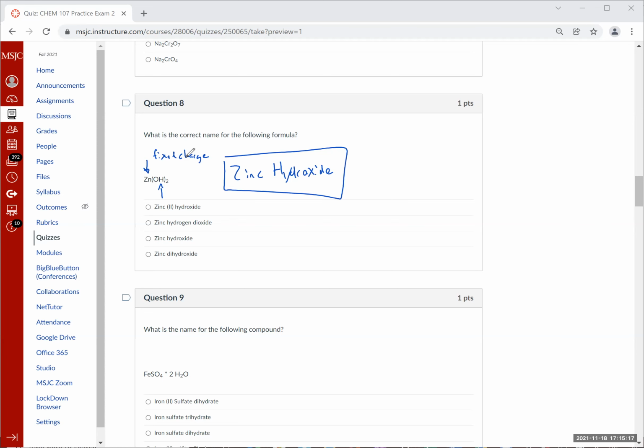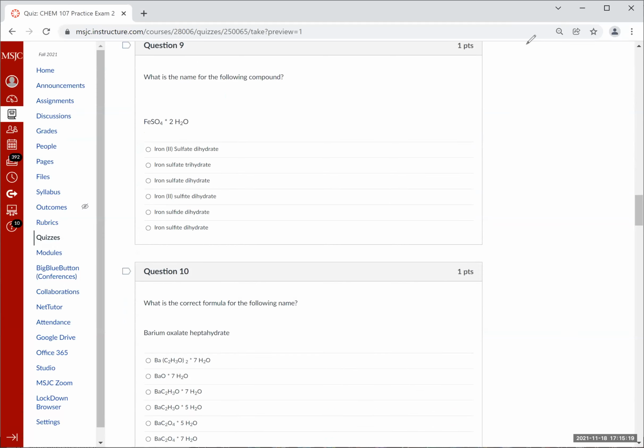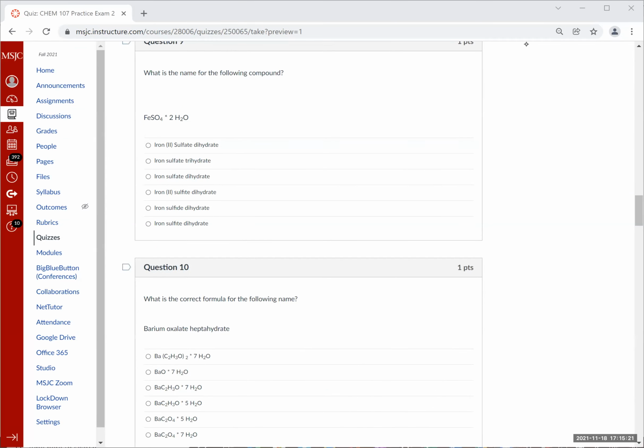Okay. Now we're moving on to a special type of compound. This is known as a hydrate. So first we name our parent compound. We have to figure out the charge. So crossing.